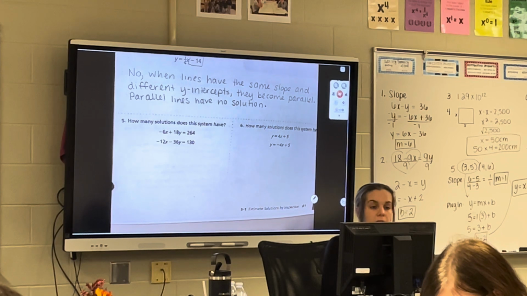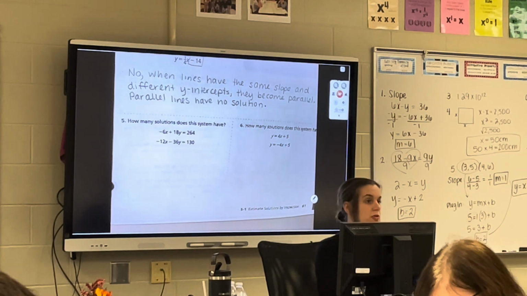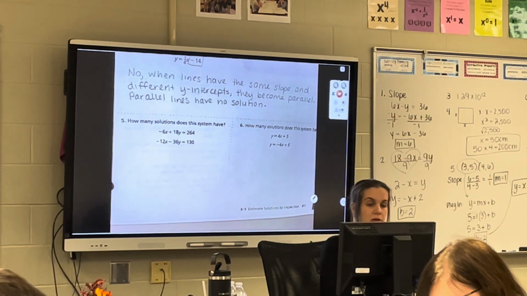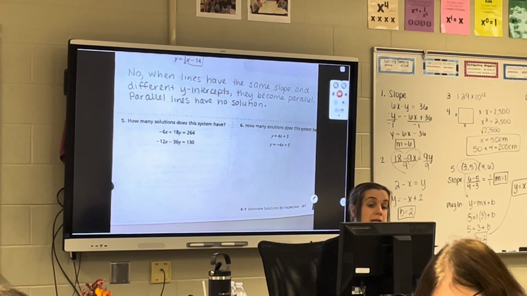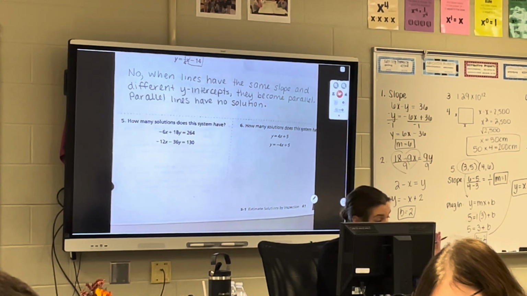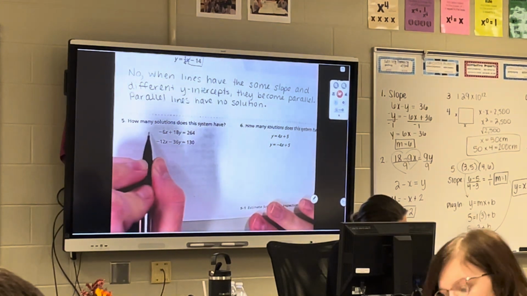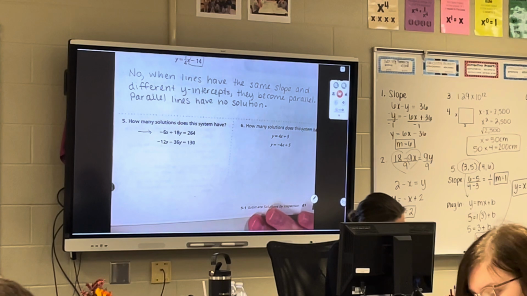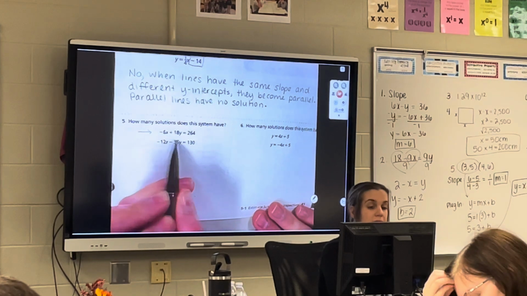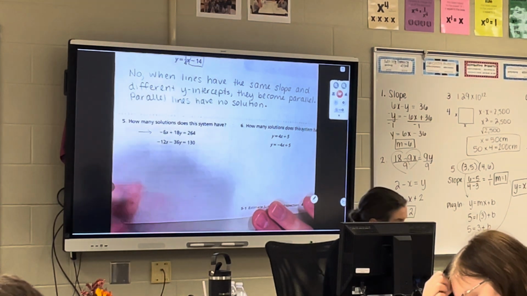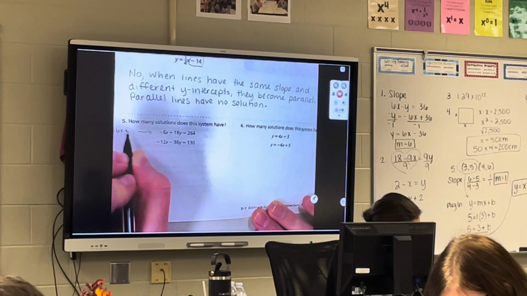Alright, number 5. It asks us how many solutions does this system have? It's a system because it's two things working together, okay? So if you notice, both of them need some work done. We need to get y by itself. So, Levi, which one would you like to start with? Top or bottom? Top. Okay, what's gonna be my first step to get y by itself? It's currently a -6x, so to bring it to the other side, add it to the other side. So I have 18y equaling positive 6x plus 264.